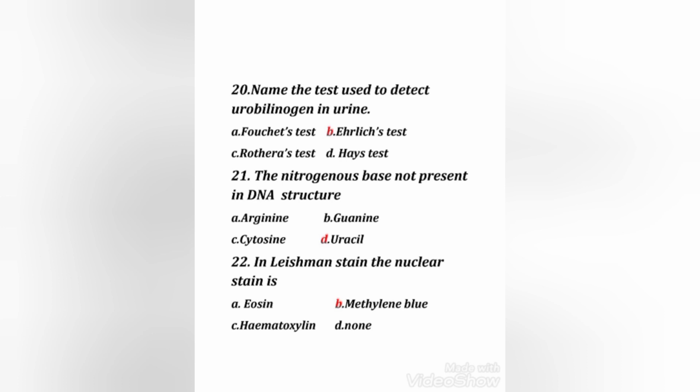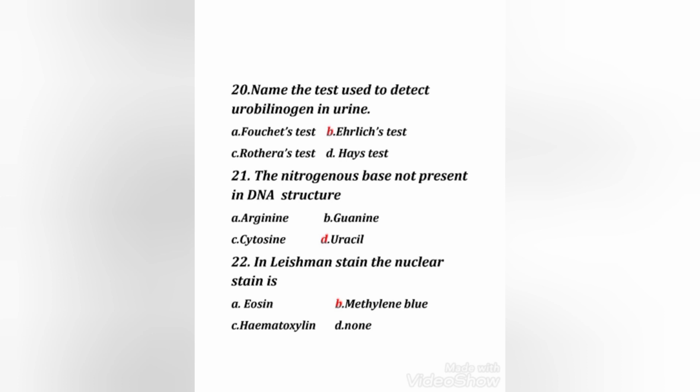Next question. The nitrogenous base not present in DNA structure: arginine, guanine, cytosine, uracil. Here the right answer is option D, uracil. In DNA, nitrogenous bases are adenine, thymine, cytosine and guanine. And in RNA, the nitrogenous bases are adenine, cytosine, guanine and uracil.